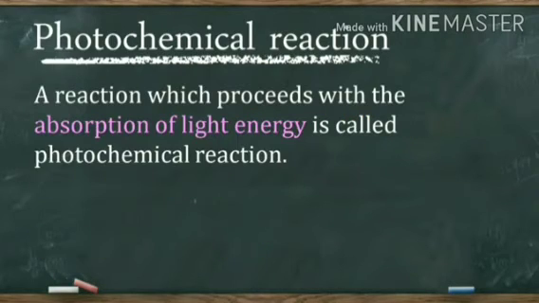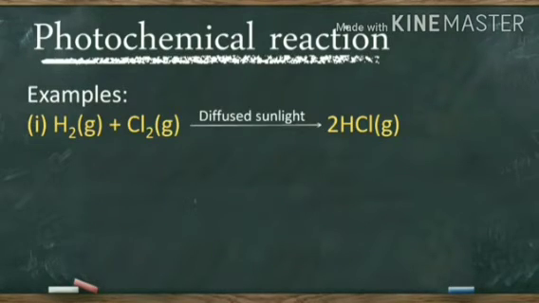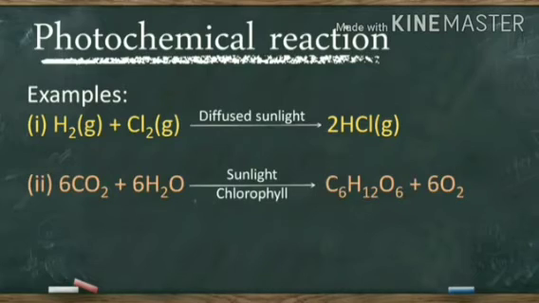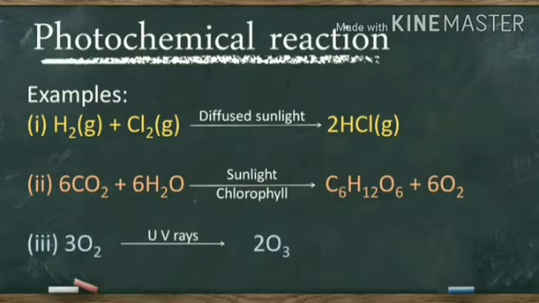Then the third type of reaction is photochemical reaction. A photochemical reaction is a reaction which proceeds with the absorption of light energy. For example, when the gaseous mixture of hydrogen and chlorine is exposed to sunlight, then hydrogen chloride is formed. The process of photosynthesis in plants also takes place in the presence of sunlight. During photosynthesis, plants absorb sunlight to form glucose and oxygen from carbon dioxide and water. And ozone is formed from oxygen when UV rays fall on oxygen molecules.